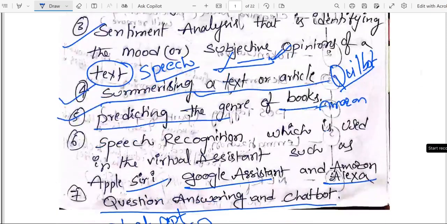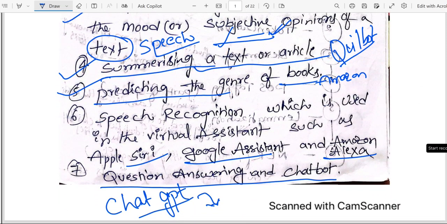Then coming to the fifth one, that is predicting the genre of books. Then coming to the sixth one, speech recognition. Speech recognition is used in virtual assistants. I think nowadays in everyone's home they have Apple mobile phones, Google Assistants and Amazon Alexas. So these are the best real-time NLP examples.